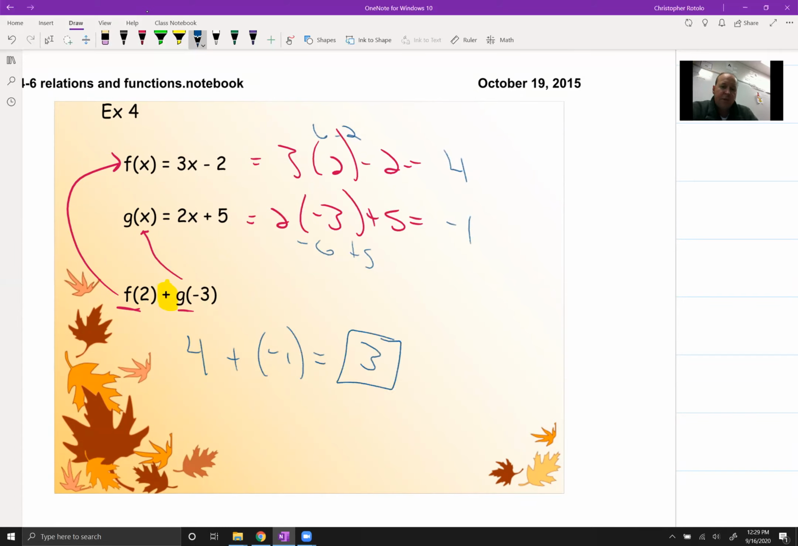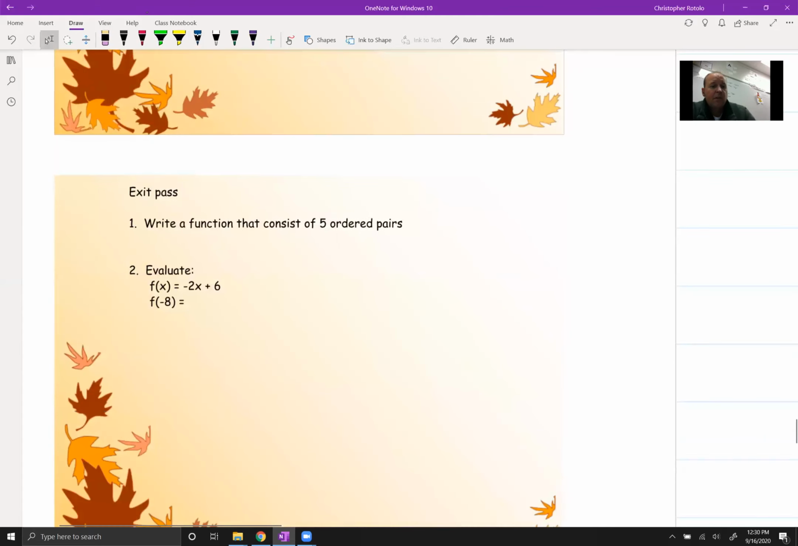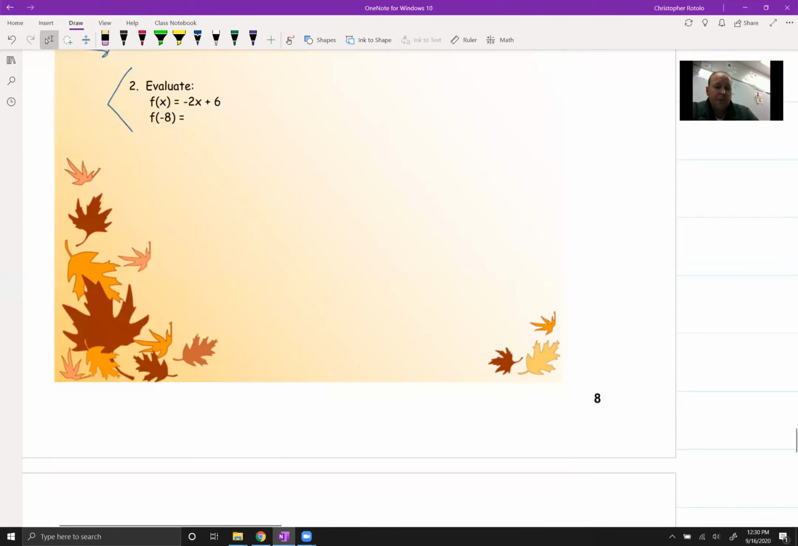Okay, so working with functions. Then I can also do operations with functions where I actually have to add them together. We could do subtract. So that's why I used parentheses here to make sure that if it was minus, it'd be double negative. So we can be careful with that. All right, so just review what you were thinking today. Make sure you can write 5 ordered pairs. That's still a function. Okay, and then can you evaluate this one? Go ahead and put it right in your notebook, and I'll take a look at that as we get class started.